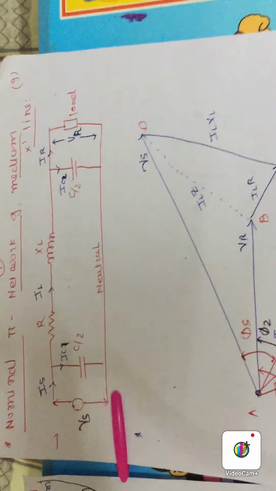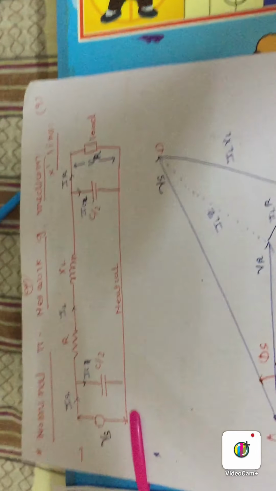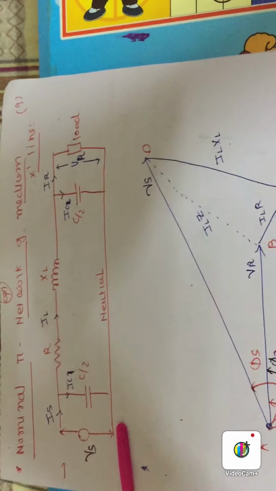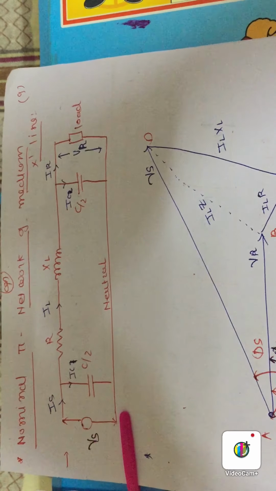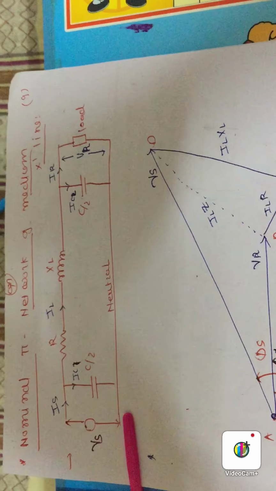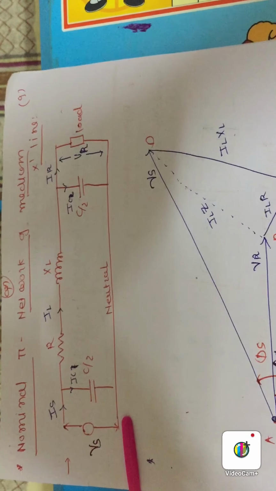In the previous lecture we already studied the nominal T network of medium transmission line. In this lecture we will study the nominal pi network of transmission line.